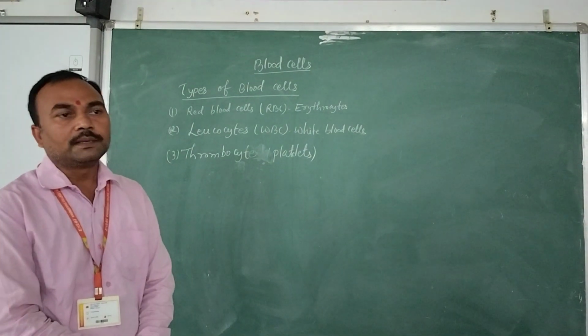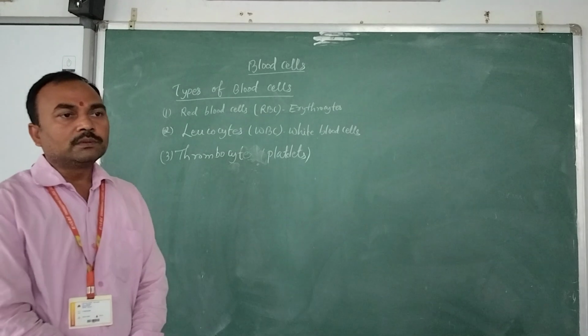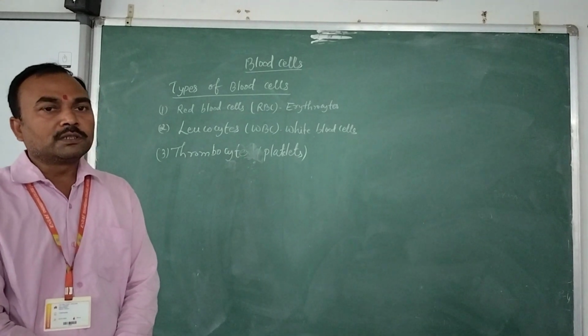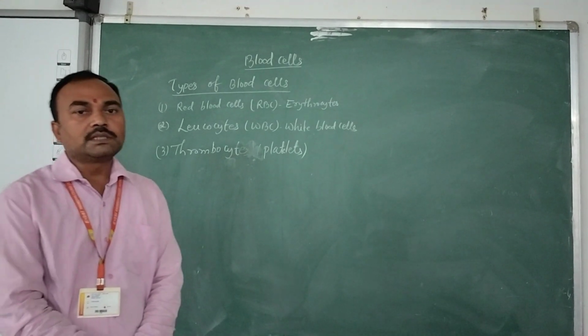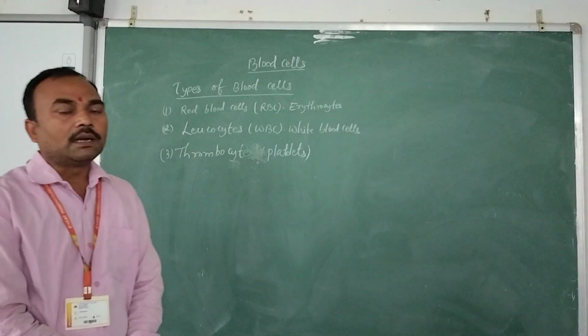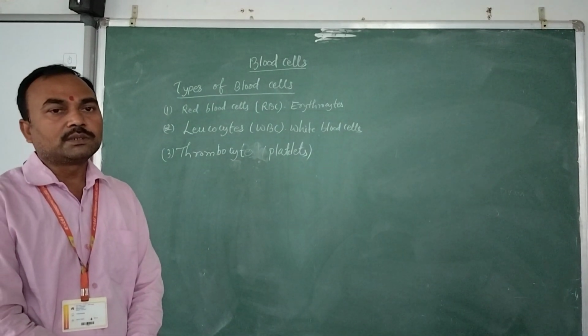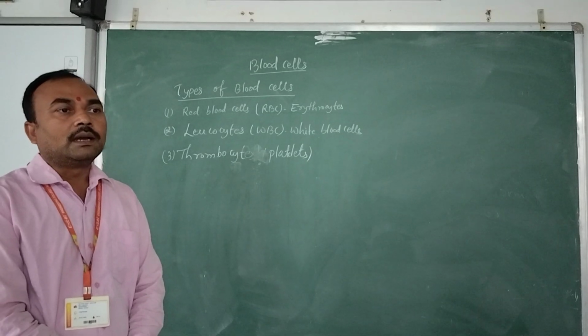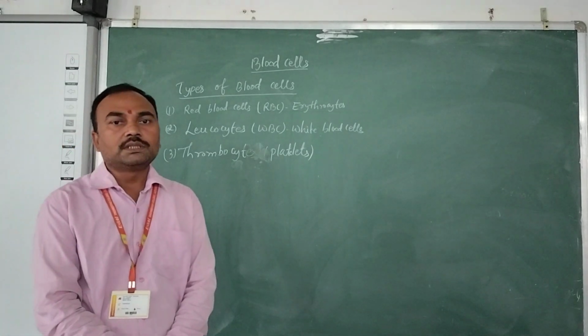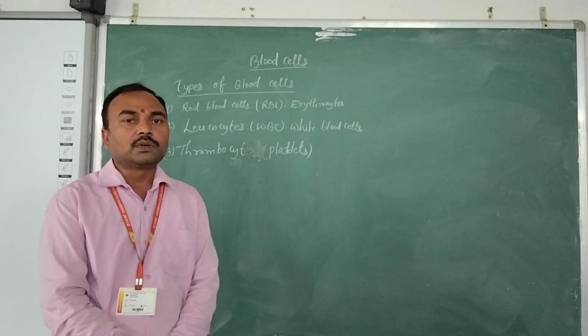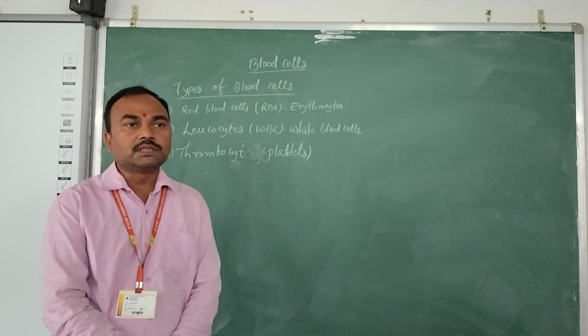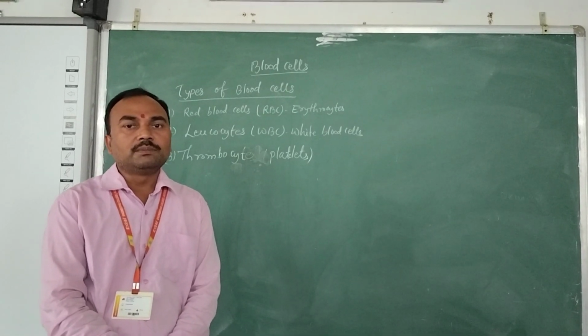RBC is produced by bone marrow, and after maturation it reaches the circulation. The main function of RBC is to transport oxygen, and oxygen needs to reach all over the body because our body requires oxygen for all the living cells.